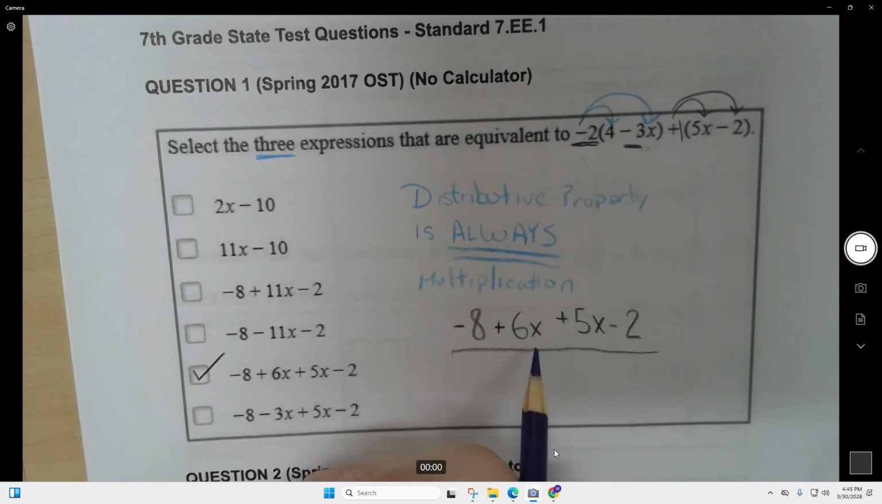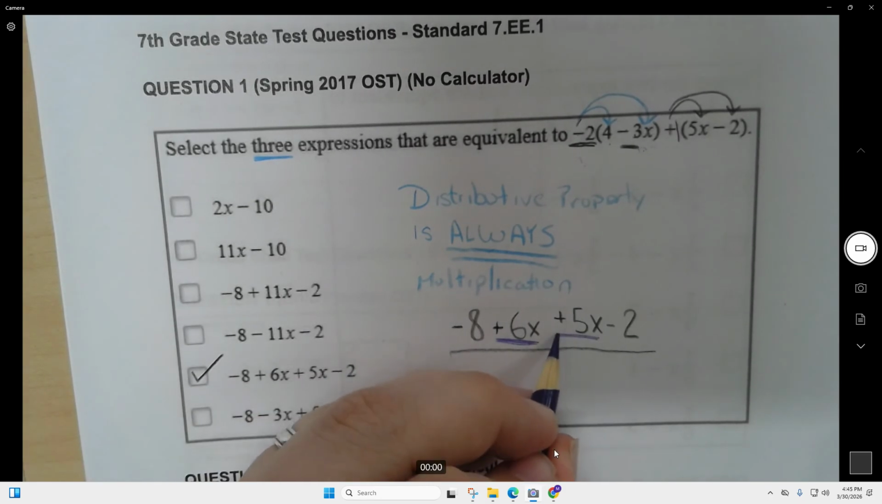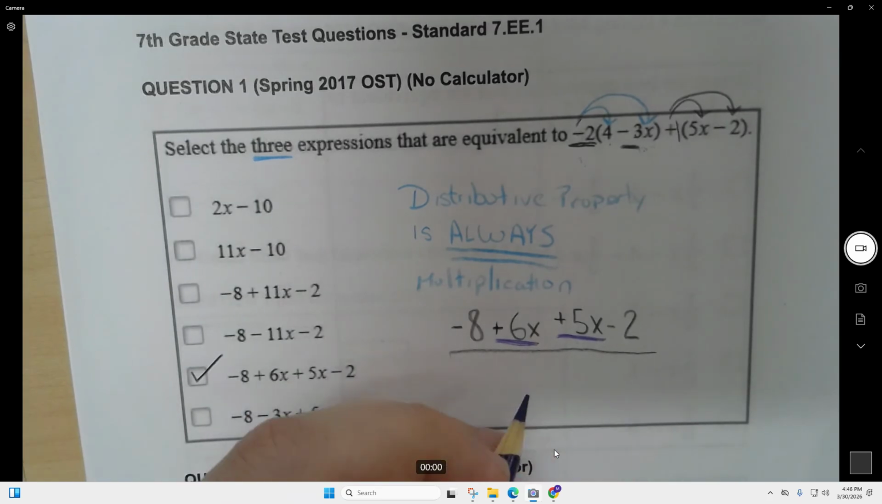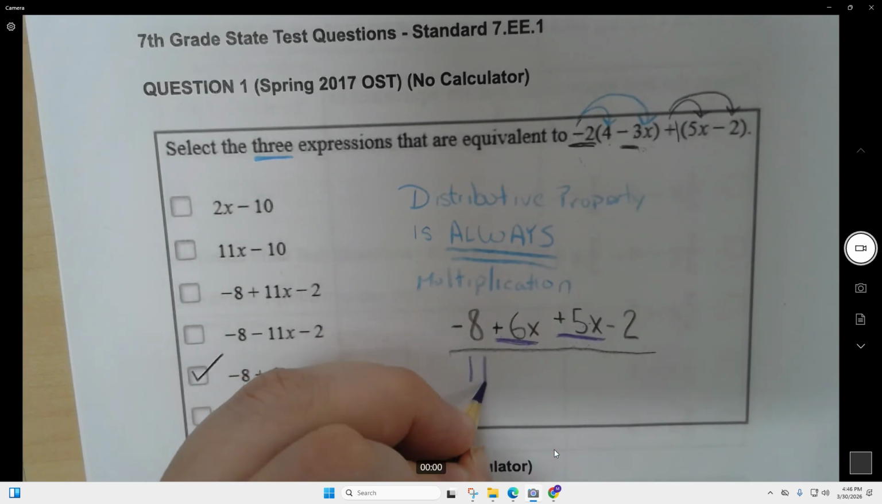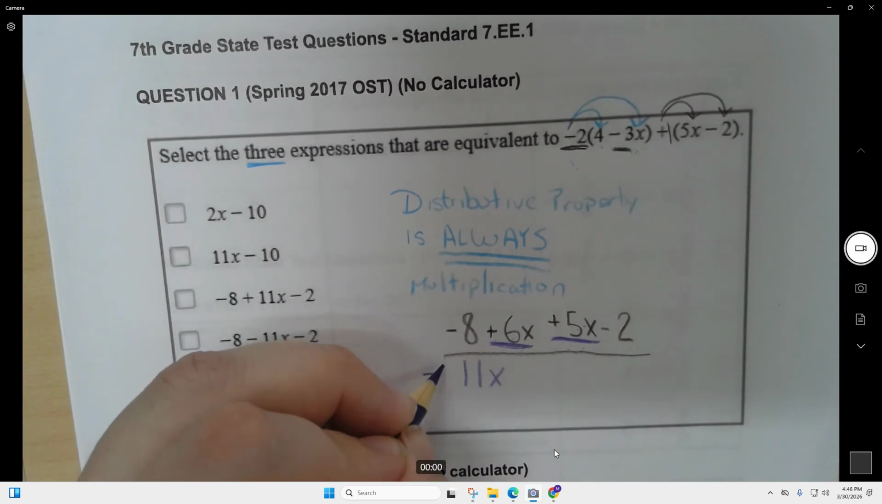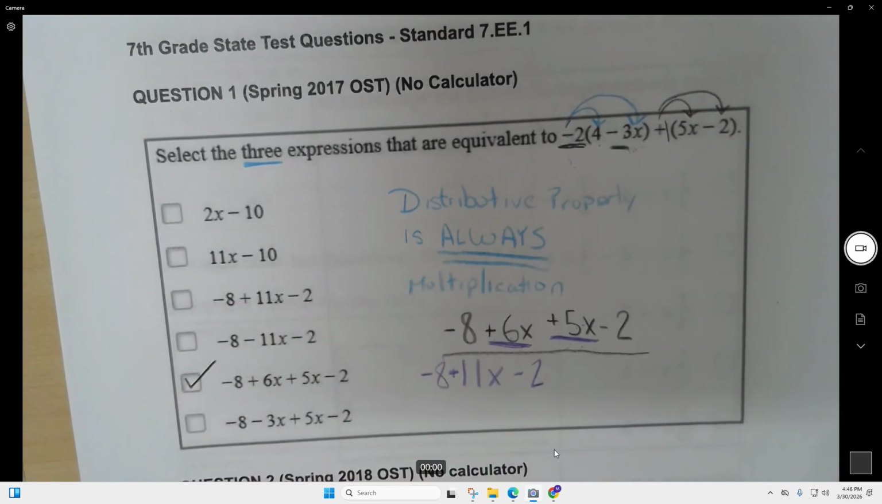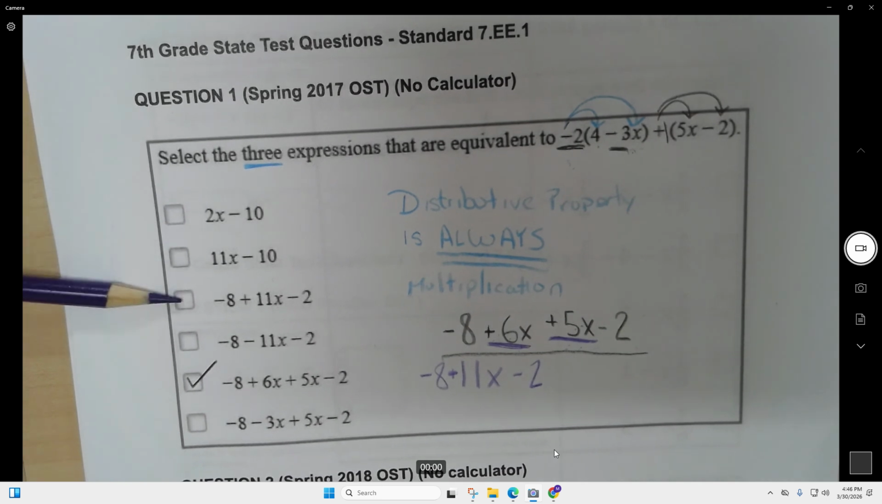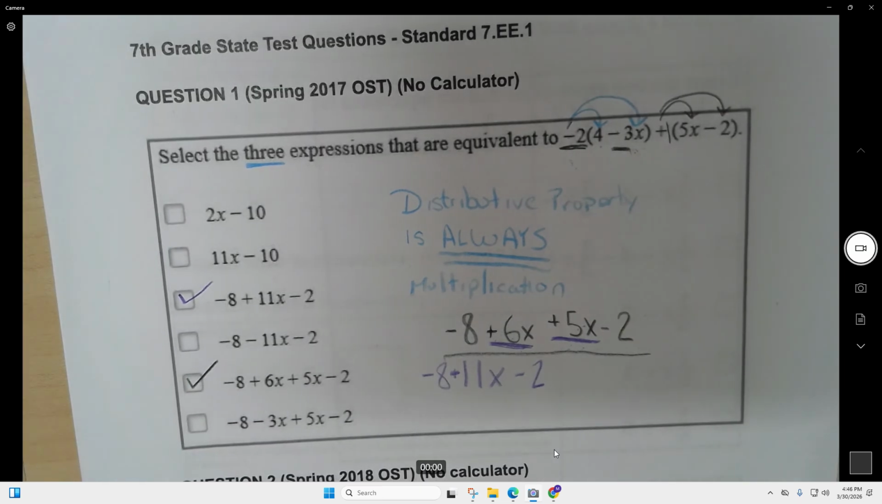Next step is combine like terms. Okay? So let's combine our variables first. 6x plus 5x. When you combine variables, all you're doing is you're adding their coefficients. 6x plus 5x. 6 plus 5 makes 11x. And then you have the -8 out front, plus 11x, minus 2. Stop. Check. No, wait. There it is. Last step.